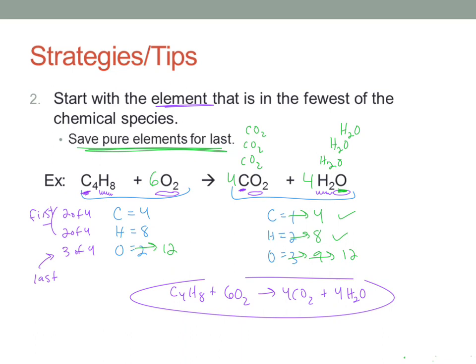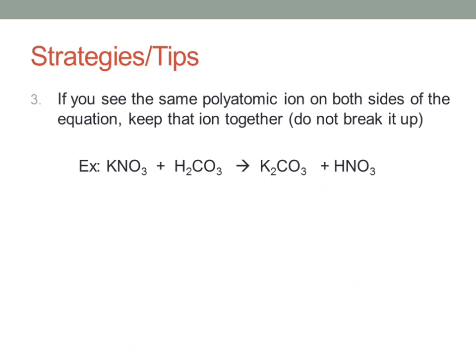And again, you could have started with different elements, but I'm just saying that it tends to be easier if you start with the elements that are in the fewest number of the species in the equation and you save the ones that are in the most for last. It tends to just be simpler. The last tip is that if you see the same polyatomic ion on both sides of the equation, just keep that ion together, do not break it up.